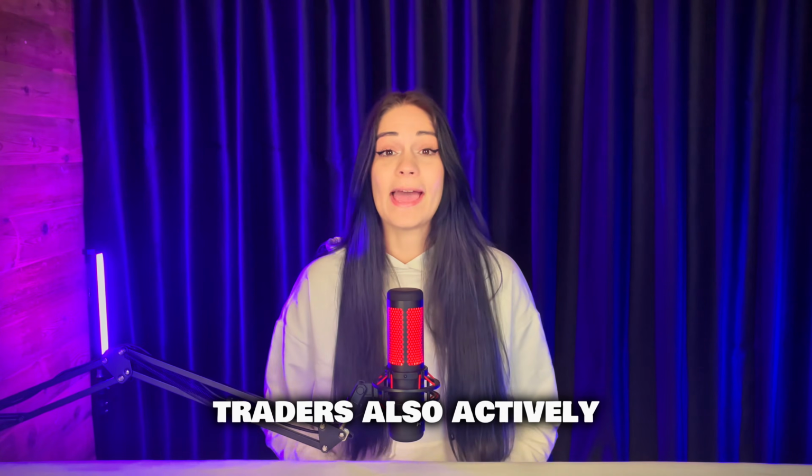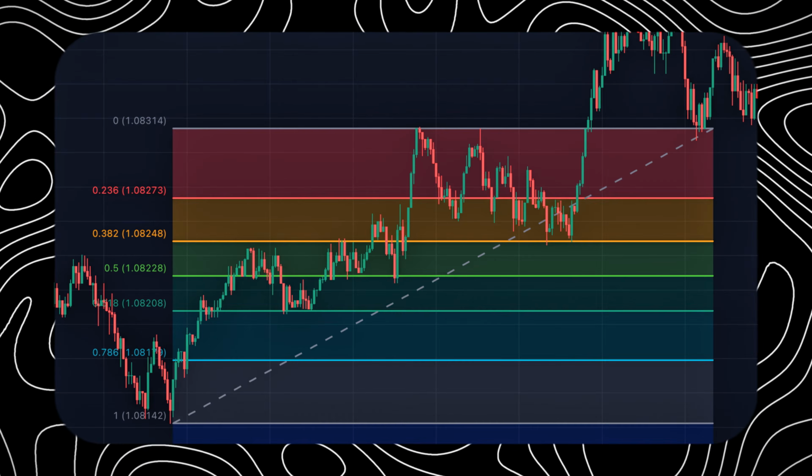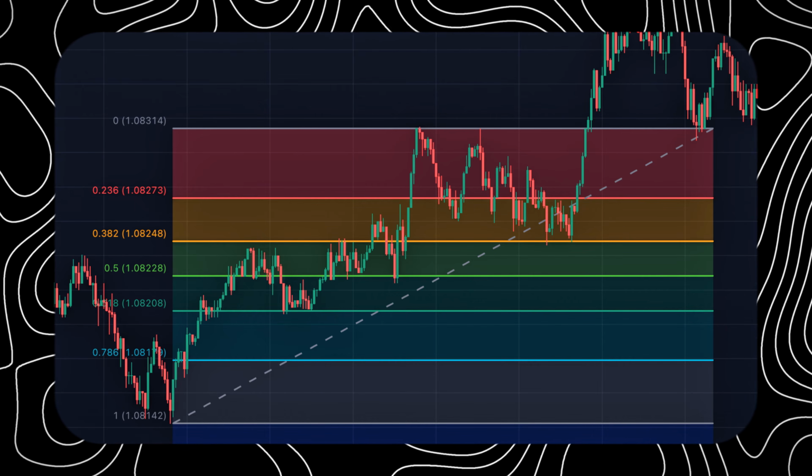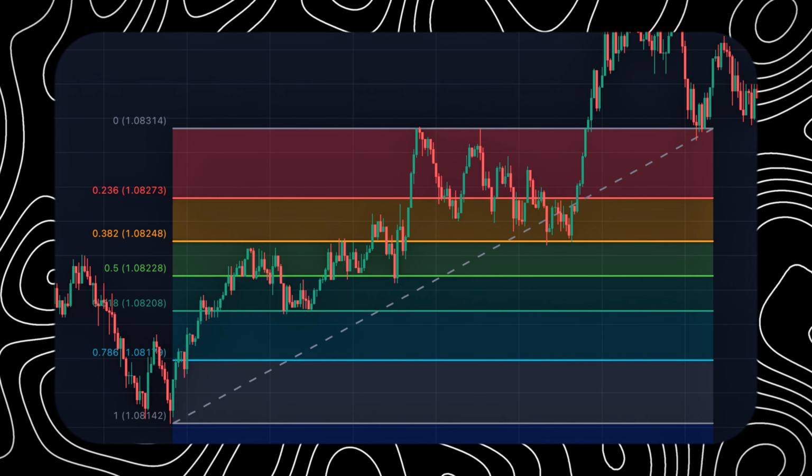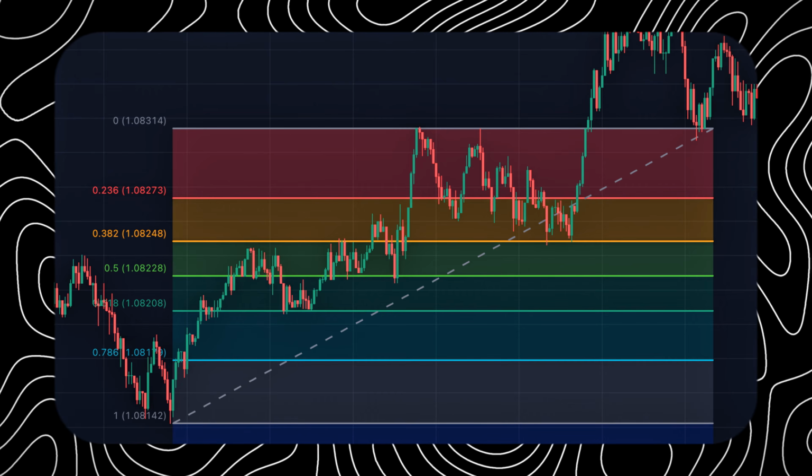Traders also actively use Fibonacci levels on charts to identify potential market reversal points. For example, in this case, we see the pullback and it clearly stops at the Fibonacci level of 0.382. Now that we have understood what Fibonacci is, let's figure out how we can apply it to our trading.